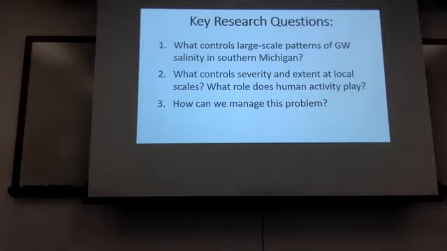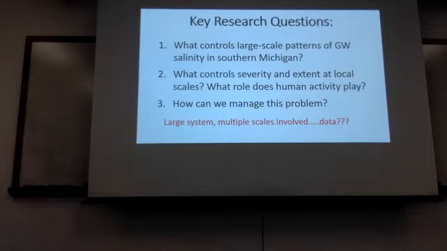So what were the key research questions? What controls the large-scale pattern that we observed on this previous slide? What controls the severity and extent at local scales? So when you zoom into a hotspot, why are some areas more impacted than others? What role does human activity play? For example, pumping of water or road salting, etc. And how can we actually manage this problem? It's so widespread, it's so dynamic. How can we do this?